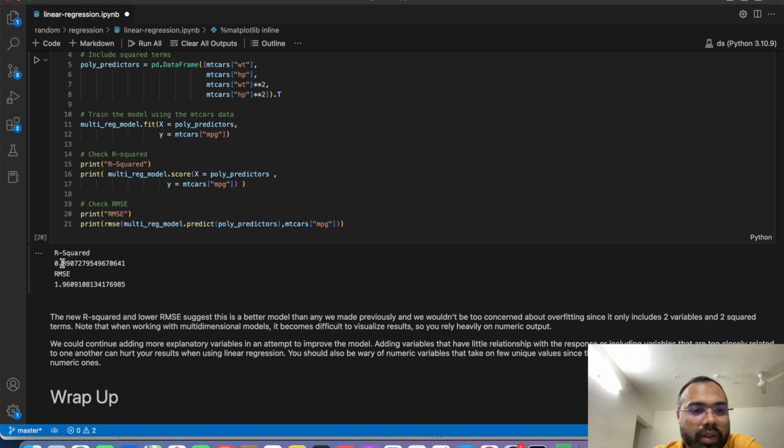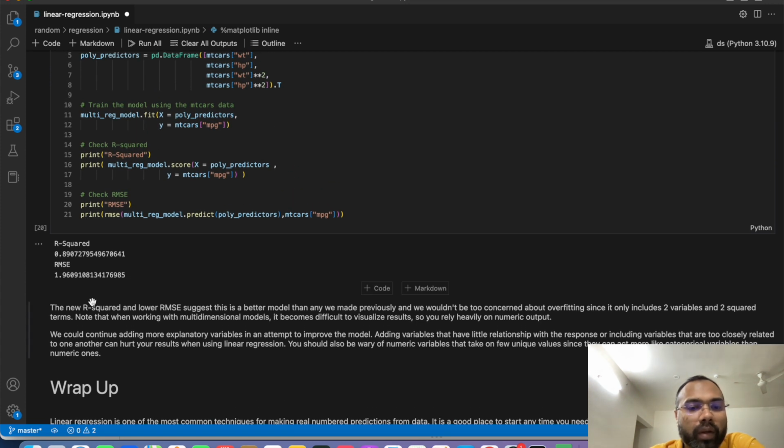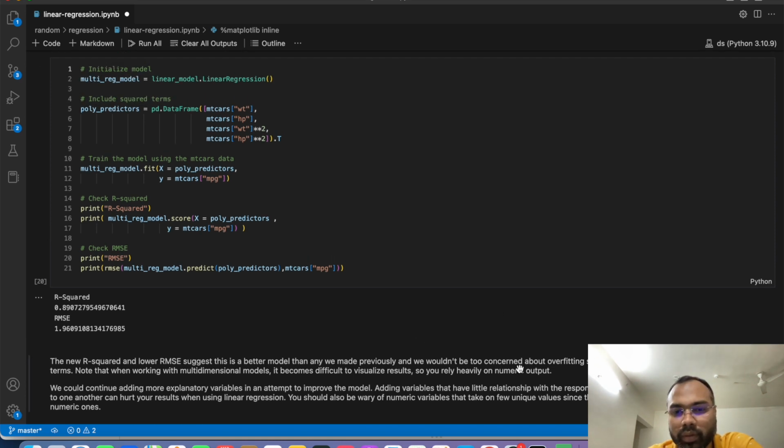If we do this, we now see the R squared to be 0.89 and RMSE is 1.9. So the new R squared and the lower RMSE suggest that this is a better model than any we made previously, and we wouldn't be too concerned about overfitting.